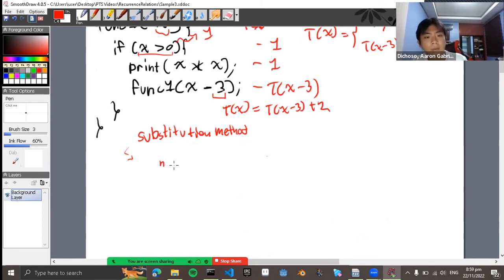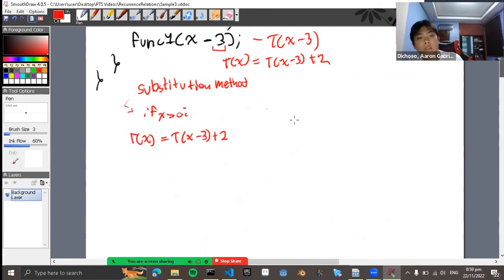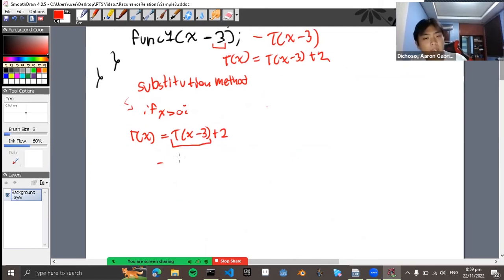So I would first say if n is greater than 0, not n pala. We are using x. We have to be mindful of the variables written here. If x is greater than 0, you would say t of x is t of x minus 3 plus 2. Now, what is t of x minus 3? Solving it, we would get t of x minus 3 plus 2 plus 2, which is also equals to t of x minus 6 plus 4, right?